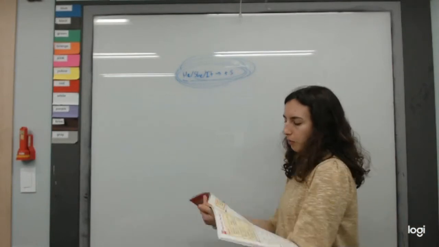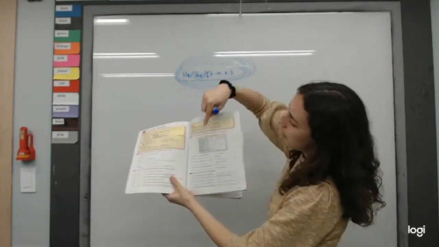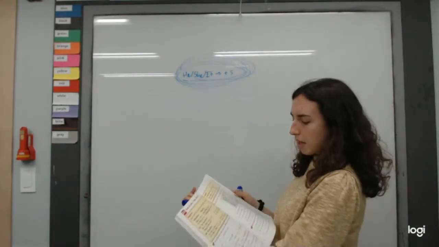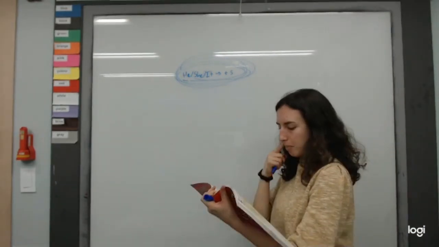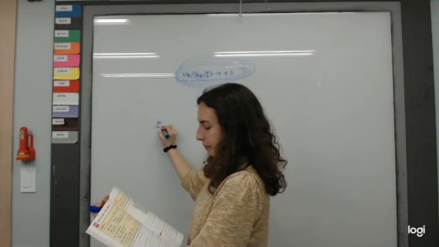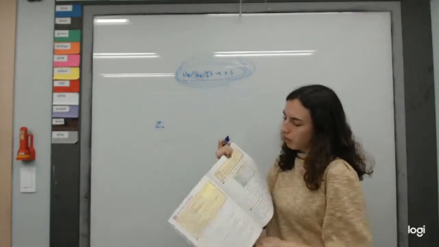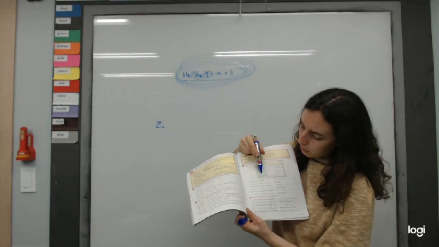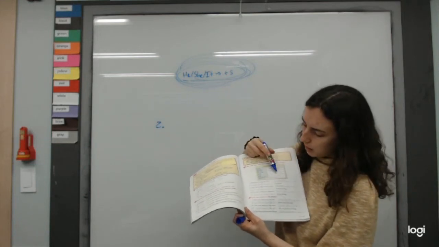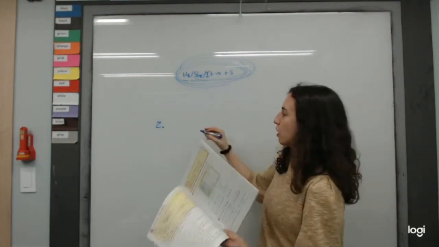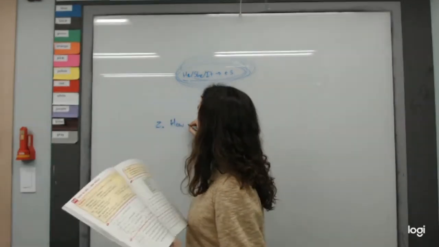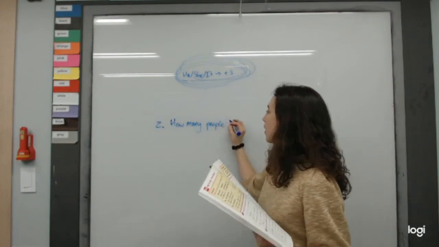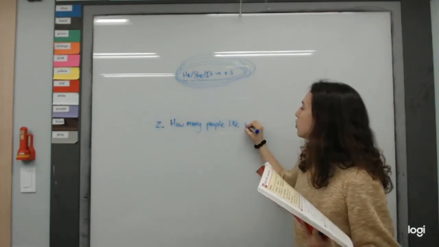So this one, we have to look at the picture in the book to answer how many. So the first one, how many people like fries? 15 people. Number two, we have 6 people. So we look at this, what one is 6 people? Soup. So soup, 6 people like soup. So the question can be, how many people like soup?